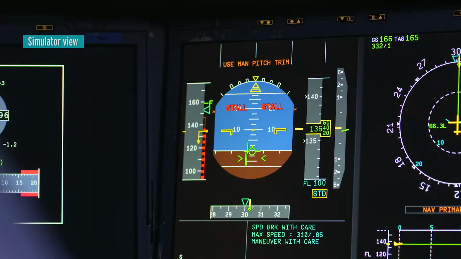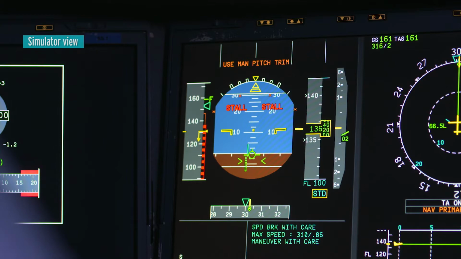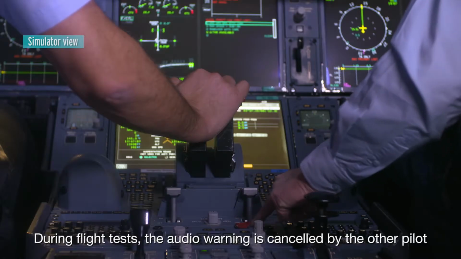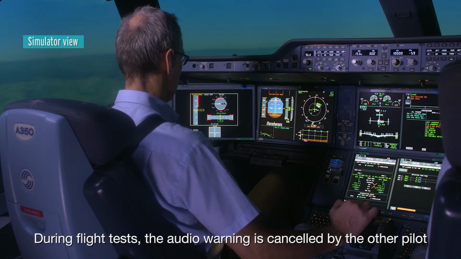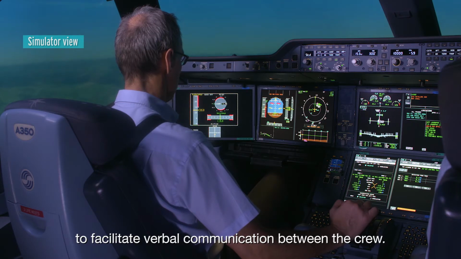Stall, stall. During flight tests, the audio warning is cancelled by the other pilot to facilitate verbal communication between the crew.